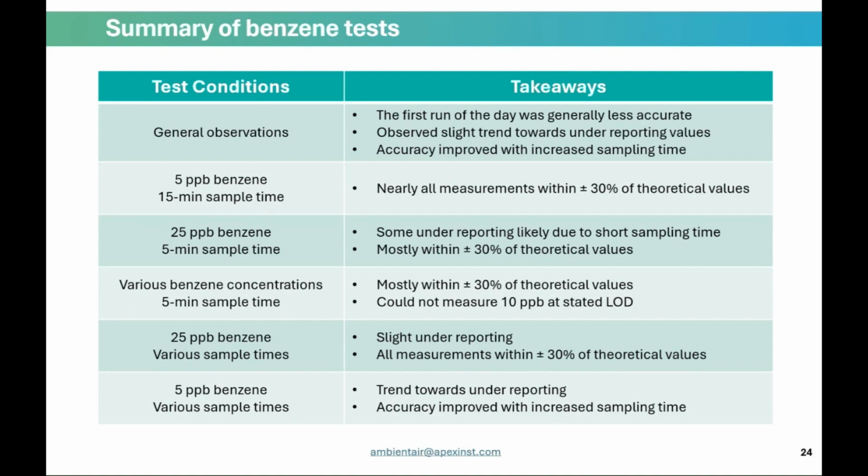When varying the benzene concentrations and 5-minute sample times, we're seeing most of the values were within the plus or minus 30% range, but we could not measure the 10 ppb at the lower 10-minute value at the lower limit of detection range. And then for the 25 ppb benzene and various sampling times, we're seeing some slight underreporting, but all of the measurements were within the plus or minus 30% theoretical range. And finally, for the 5 ppb of benzene at various sampling times, there was a trend towards underreporting, but accuracy improved as the sampling time increased.